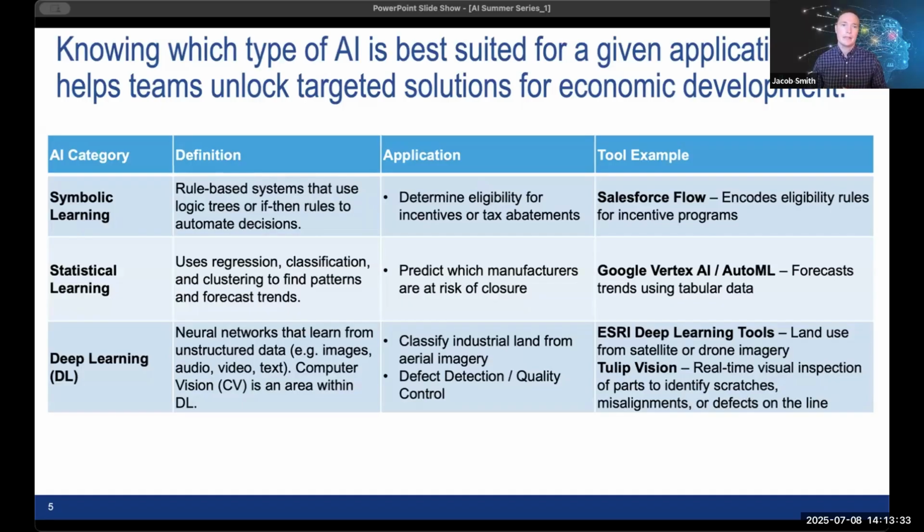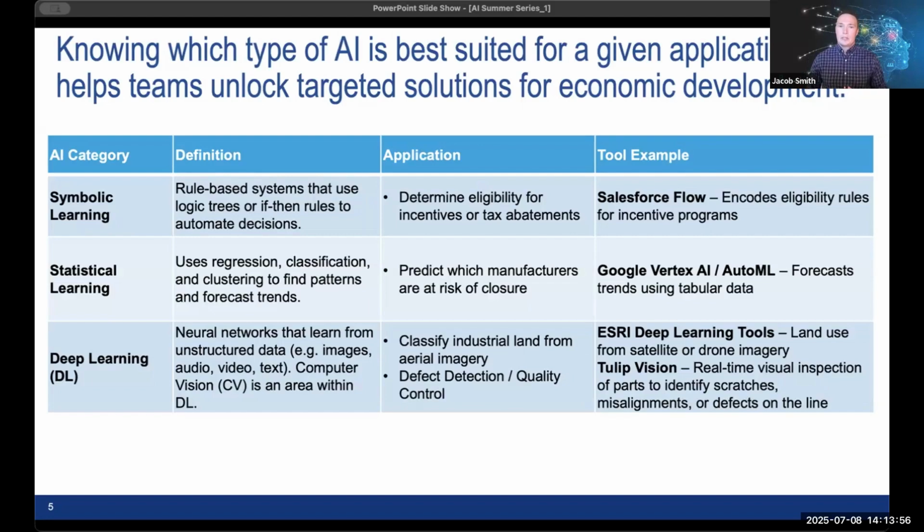On the deep learning front, these are those big neural networks that we discussed, much better for things like images, audio, video, and large bodies of text. There are some applications that we talked about, like classifying industrial land from aerial imagery. Maybe you're doing quality control or defect detection.